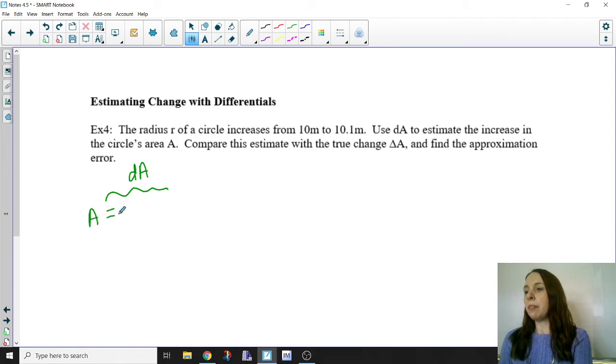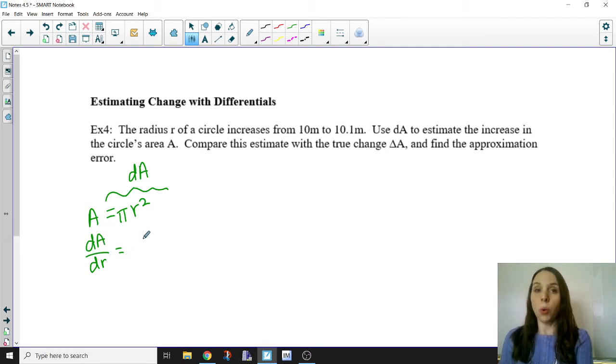So if we have the area formula for a circle, which is pi r squared, the derivative of it, which we can write as dA over dr. This is the derivative of the area with respect to the radius. Okay, watch this. It's so cool. The derivative of this formula is 2 pi r using the power rule, right? The 2 comes down, take one away to get your new power.